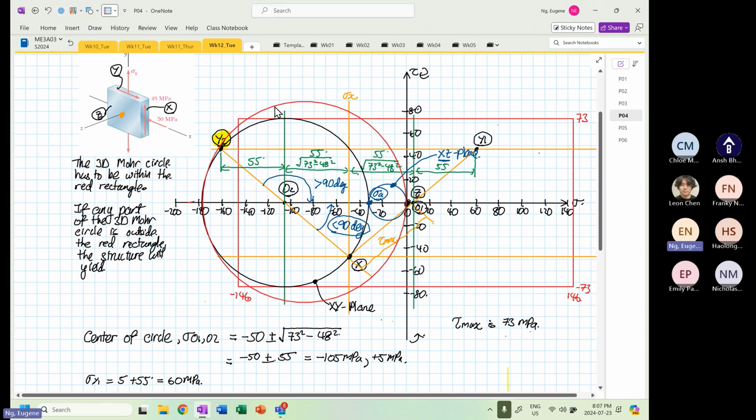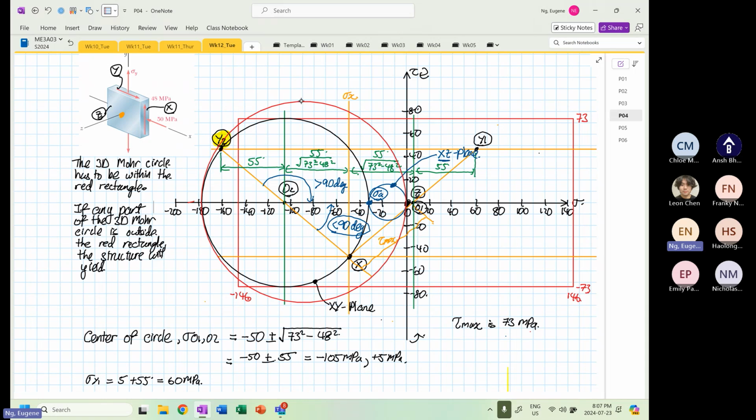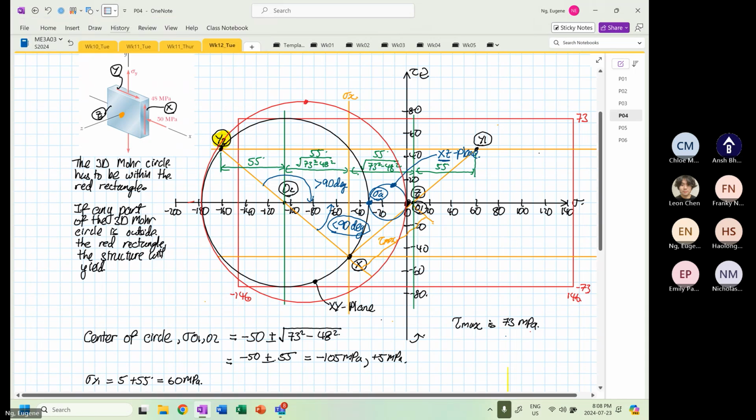As you can see, the third circle is totally outside the box. So this circle over here belongs to the YZ plane. And the YZ plane is our out of plane.